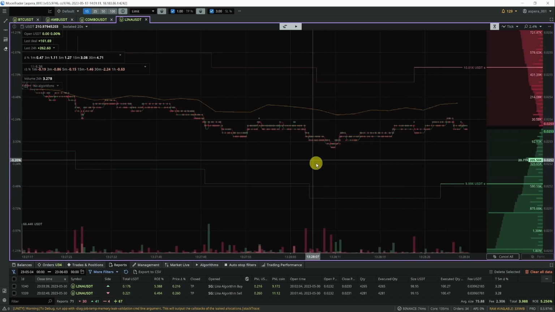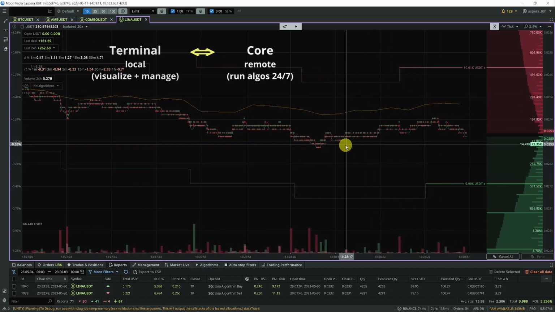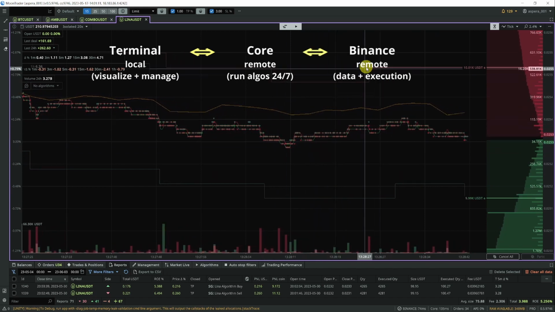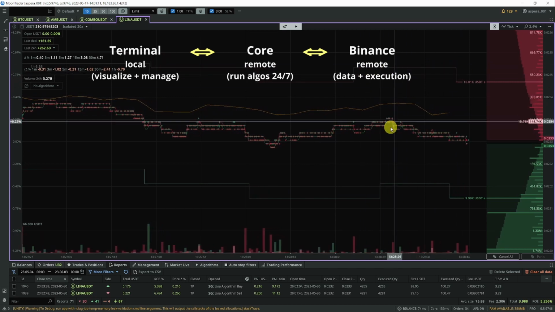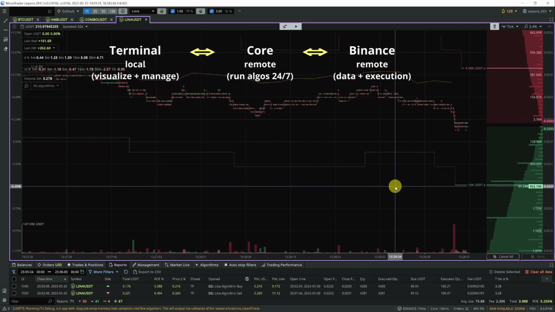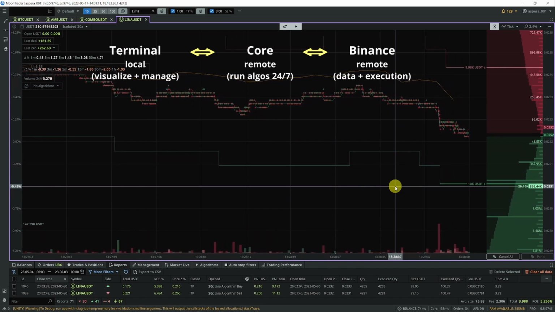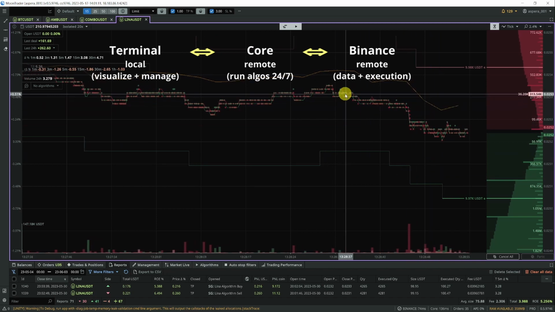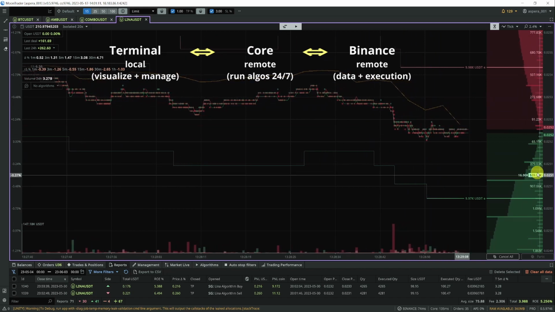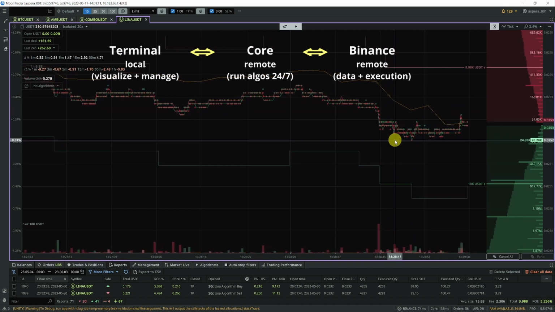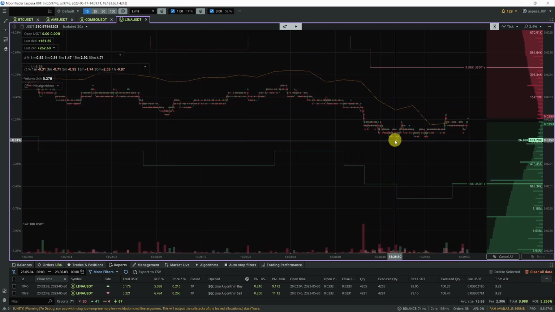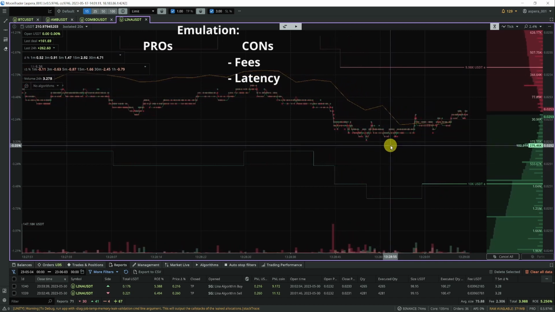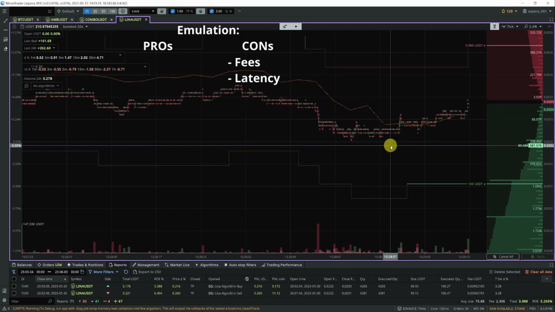So it all happens in the core, and it's visualized in the terminal, and as long as the core receives data from Binance, it moves the orders, it closes orders all by itself inside the core, and it does not need anything from Binance except for information about the price, the order book, and all of the other tons of data that it gets from Binance. So, latency is an important piece of the puzzle which emulation does not necessarily take account of.